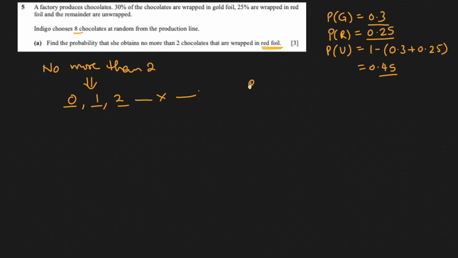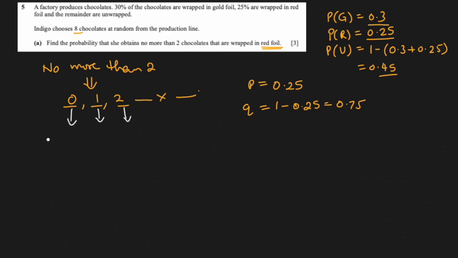So our probability of success, p, is red foil, which is 0.25. That means the probability of failure is 1 minus 0.25, which is 0.75. Now we need to interpret them into a binomial probability distribution, because the number of selections is fixed, the probability is constant, and they are independent choices. So we'll use the binomial probability distribution.